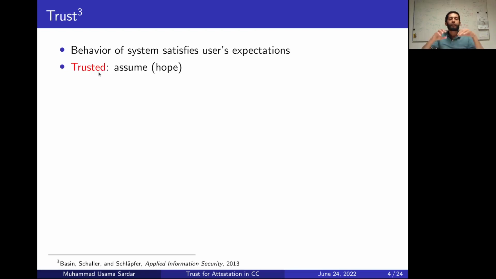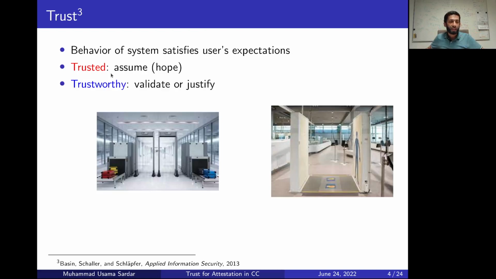And there are two kinds of systems. One is a trusted system, where we assume or hope that everything is working fine. A better way of doing this is to have a trustworthy system, where we actually validate or justify that the system's specifications actually meet the user's expectations.